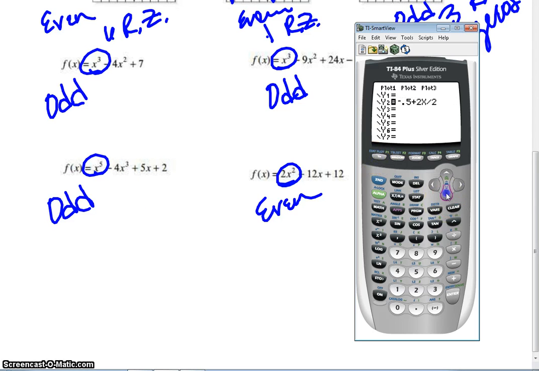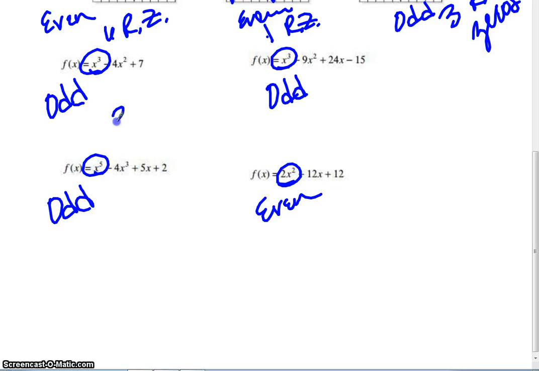and then look at your graph. So if we have x to the third minus 4x squared plus 7, I'm going to go zoom 6 and just look at my graph. How many times does it cross the x-axis? 1, 2, 3. So I have 3 real zeros.